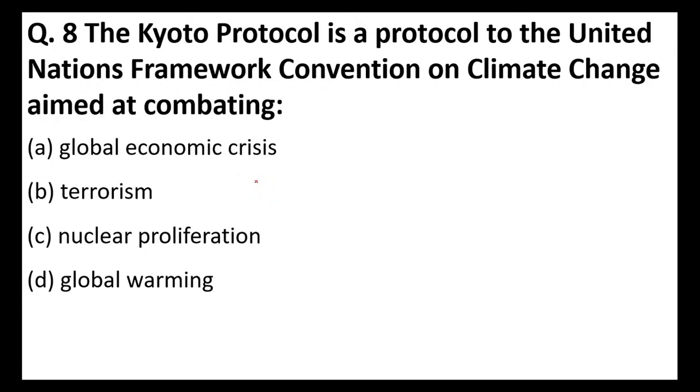Now we have some questions on protocols as well. These are very important from your exam perspective. The Kyoto Protocol is a protocol to the United Nations Convention on Climate Change aimed at combating global economic crisis, terrorism, nuclear proliferation, or global warming. Which of these does the Kyoto Protocol deal with? Let me know the answer. The correct answer here is option D, global warming.